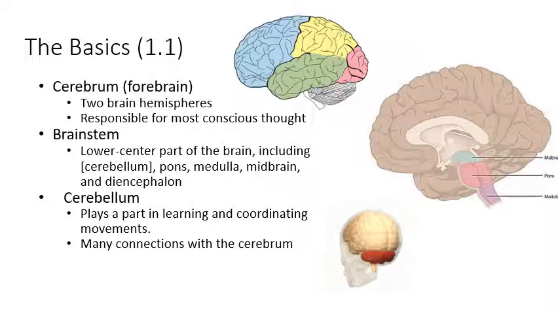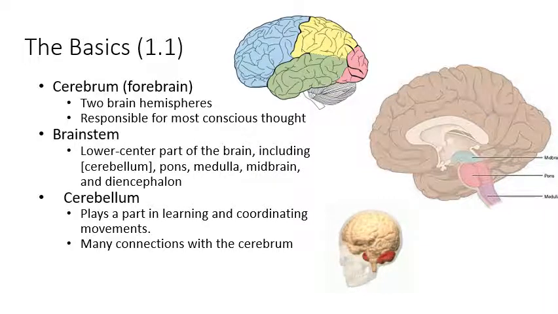The cerebrum, which is also called the forebrain, is the main part of the brain. It's what you're used to seeing when you look at the picture of the brain, and it's responsible for most of our conscious thoughts. So it's responsible for these higher level functions.